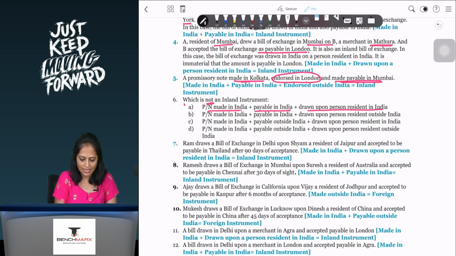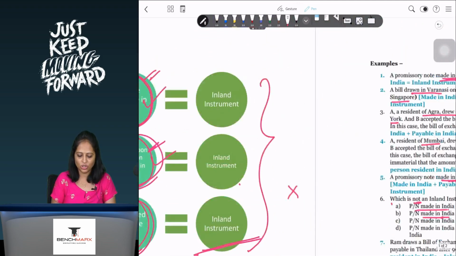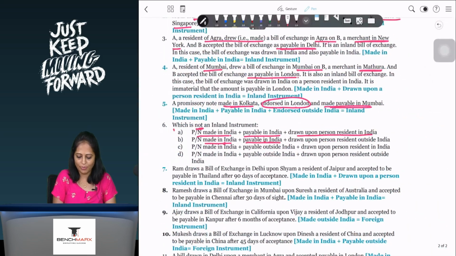Second, so this is not the answer. Second is promissory note made in India, made payable in India. These two conditions are satisfied. You go to, this is the condition number 2 that we are talking about. So, condition 2 is satisfied. Now, whether it is upon resident outside India or in India doesn't matter. The fact that both the conditions are satisfied, it makes it an inland instrument.